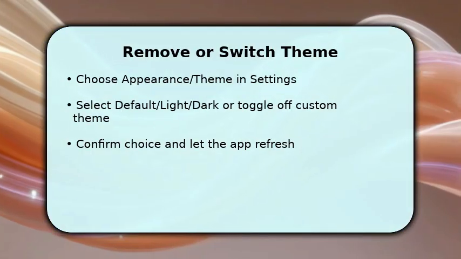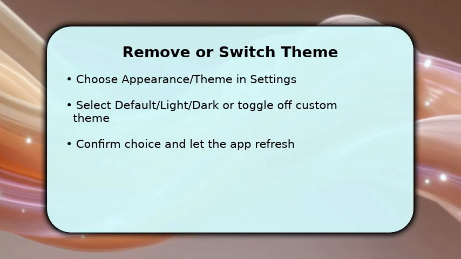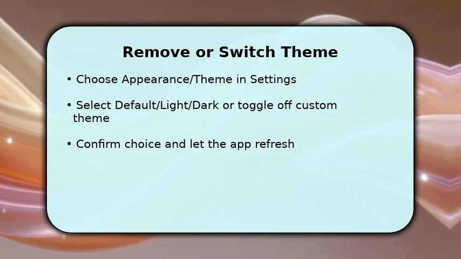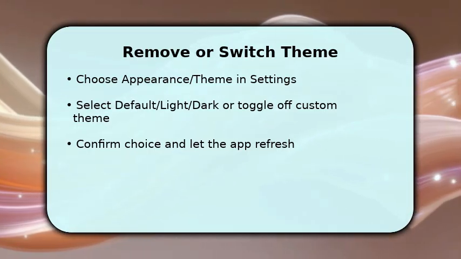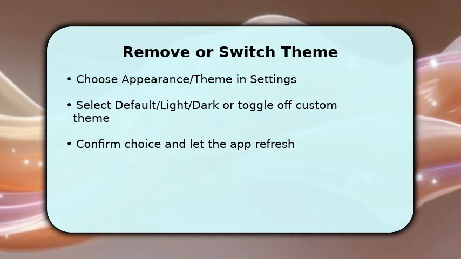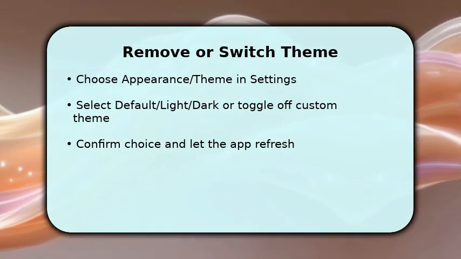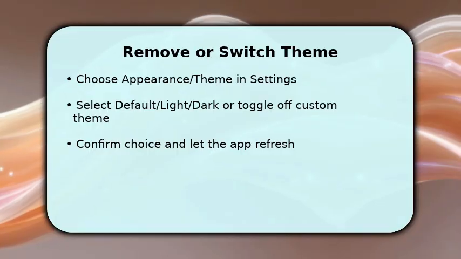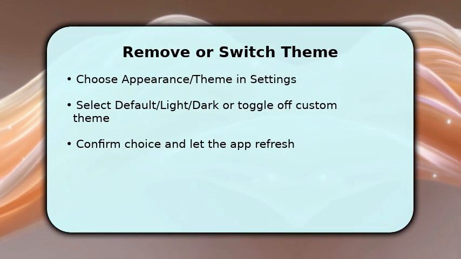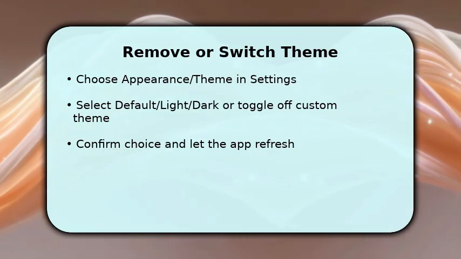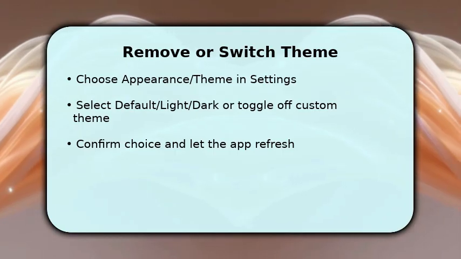Once in Appearance or Theme, you'll see options like Light, Dark, Default, or App Theme. Choose Default or Light to remove any custom theme. If you see a toggle for Custom or System Theme, switch it off so Instagram follows your device or its default look. Make sure to tap Confirm or Apply if the option appears. Some builds save automatically. This clears saved theme overlays and restores Instagram's standard UI, which reduces color conflicts and improves readability across posts and stories.